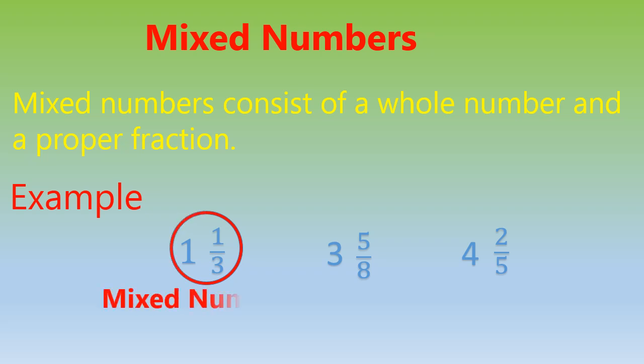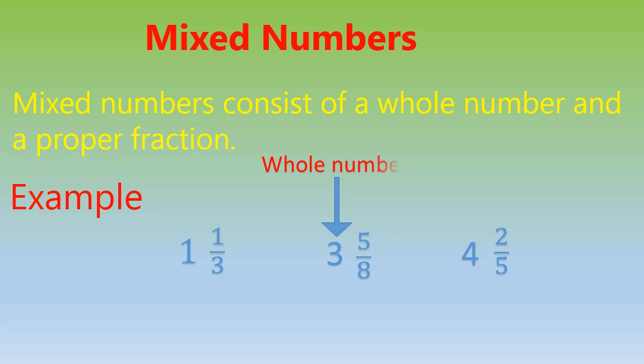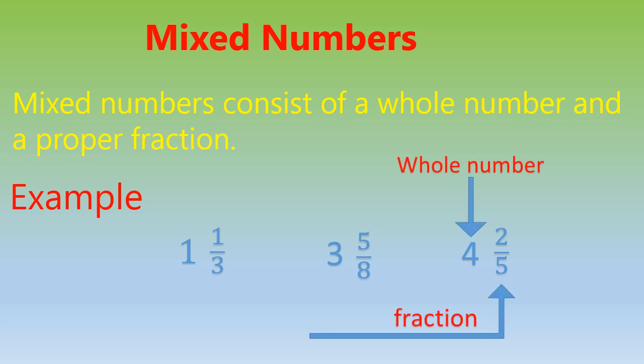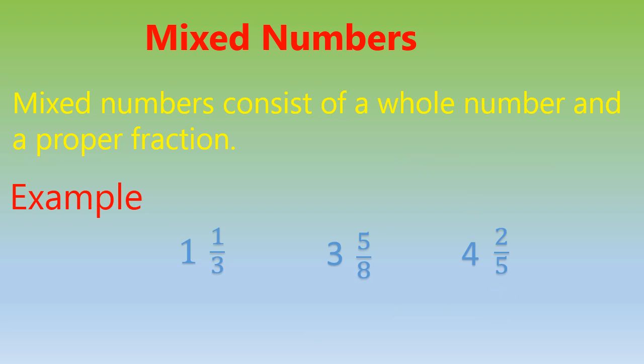In the next example, 3 integer 5/8. Here, 3 is a whole number and 5/8 is a fraction. And in the last example, we have 4 integer 2/5, where 4 is a whole number and 2/5 is a fraction. So we call it a mixed fraction.